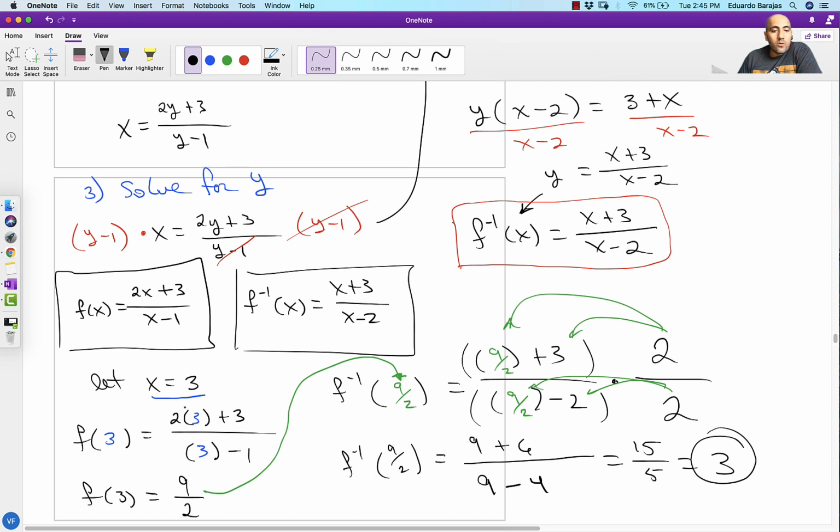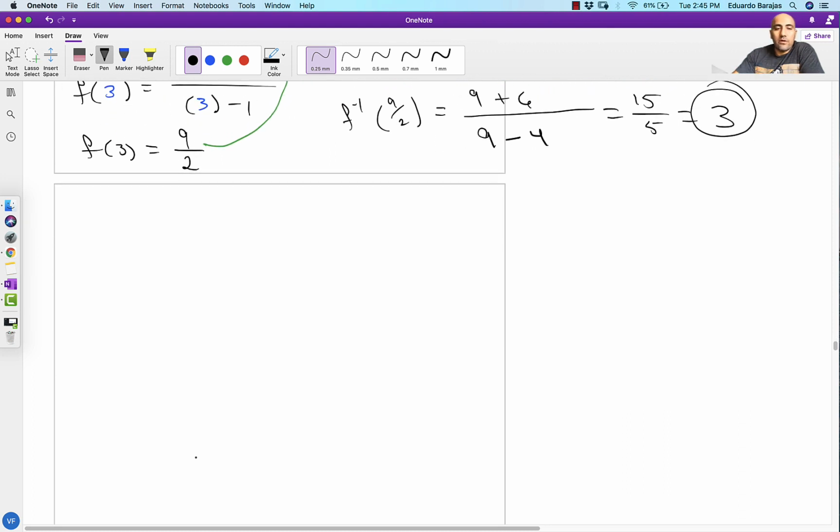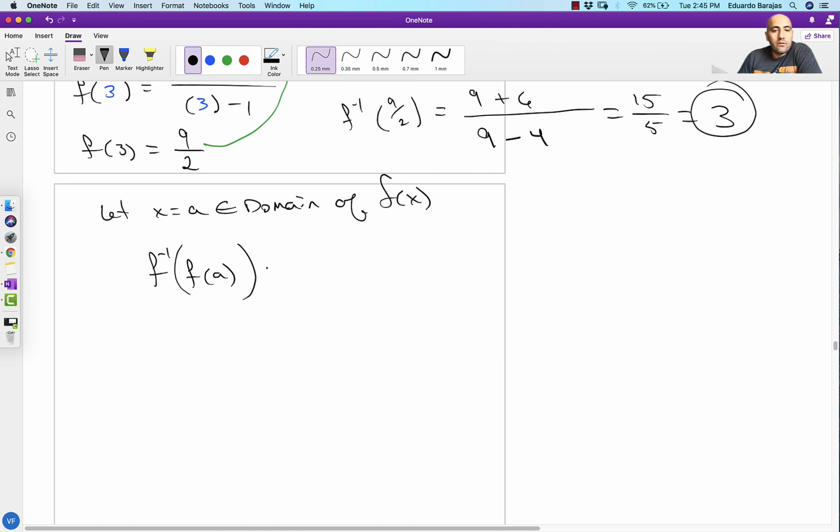So how do we do it in general? Well, instead of letting x equal 3, we're going to have to let it be equal to some variable. So in general, we want to show that whenever we start off with x equal to a, which is a member of the domain of f, when we take f of a, that'll lead us to some output, right? We start off with a, we apply it to f, that takes us to some output, and then when we take that and plug it into the inverse function, it brings me back to a.